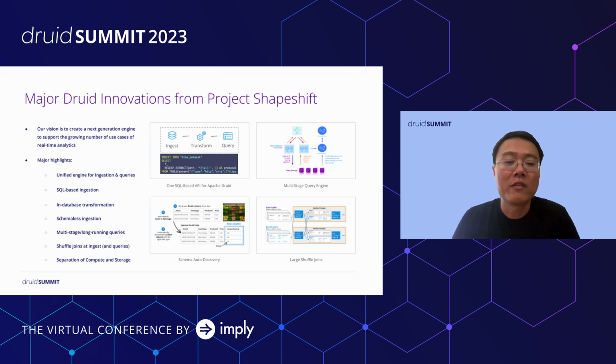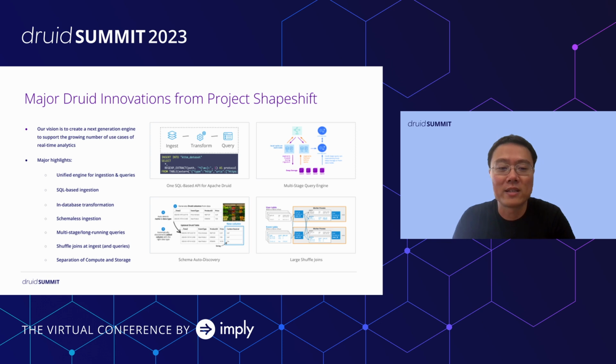As I mentioned before, our vision around Project Shapeshift has been this idea to rebuild Druid's core engine and to build it from the ground up to support a growing number of use cases in real-time analytics. Over the last several quarters, over the last more than a year, we've been doing periodic releases to Shapeshift. Obviously rebuilding an engine is a pretty difficult task. It's not something that we can do all at once. So we've been doing periodic releases and updates towards this overall vision that we have.